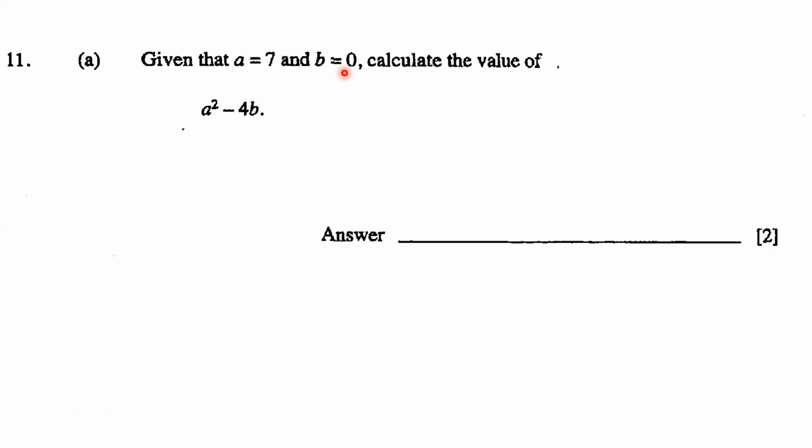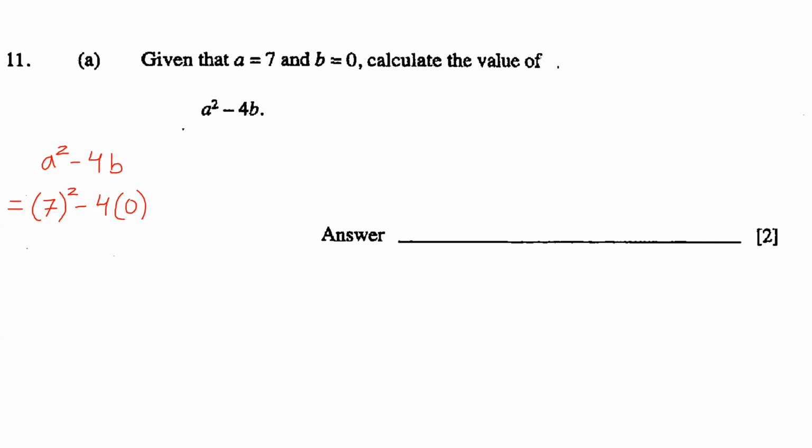So basically, we are given some values, right? 7 and 0, and they basically want us to substitute it into our expression. So the idea here is that we have a squared minus 4b. Remember, wherever we see a, we put 7. If we see b, we put 0. So instead of putting a, we're going to put what? 7 squared. So it was 7 raised to the power of 2. All right, so 7 squared. Wherever we see B, we put 0, so 4 times 0.